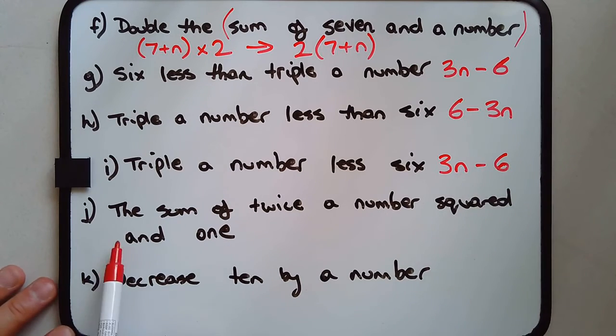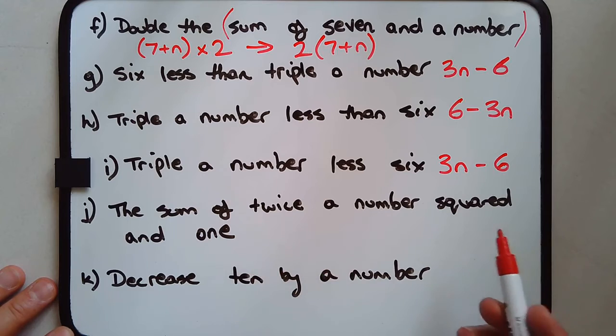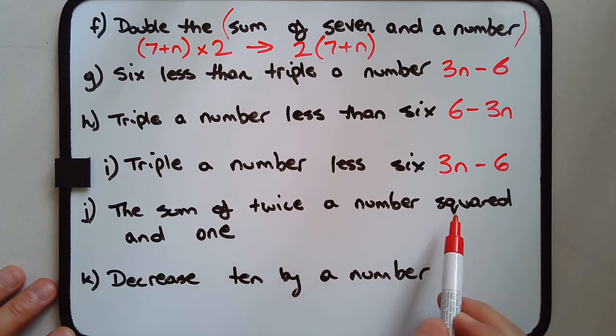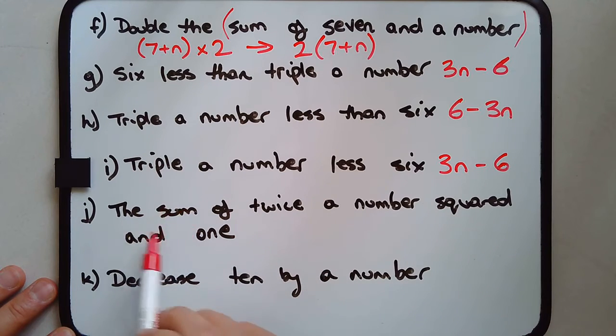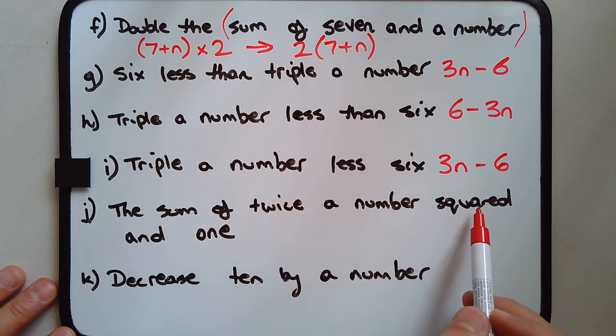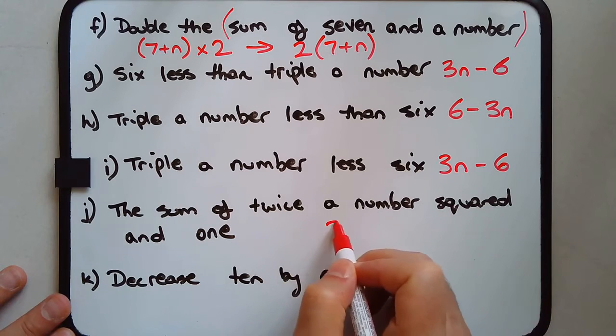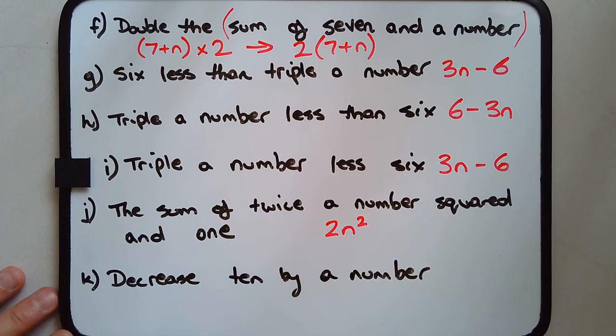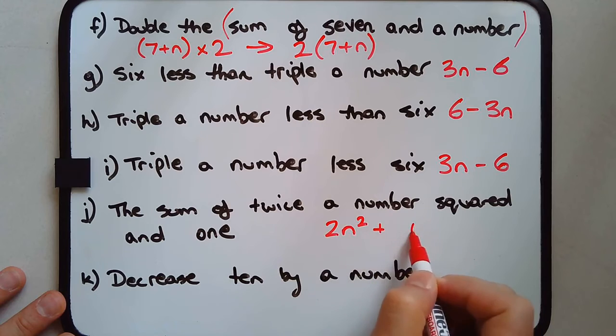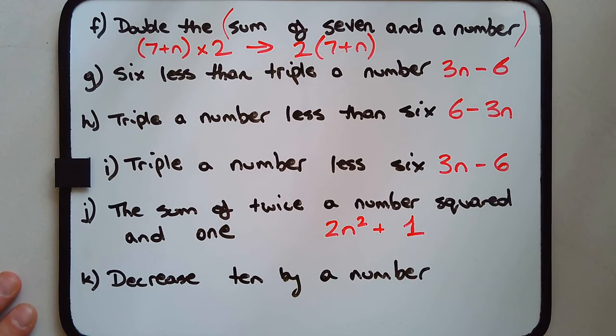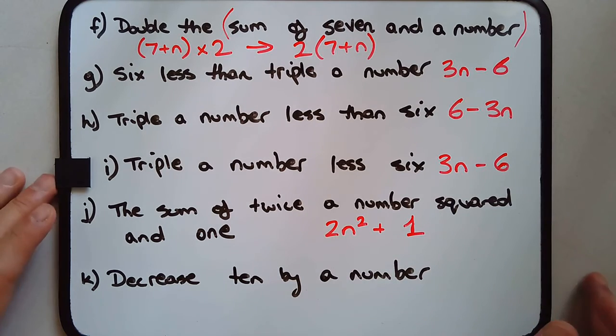Okay, two more. The sum of twice a number squared and 1. Twice a number squared, let's start off with that first. And the last thing we're going to do is sum. So twice a number squared is 2n squared. Then we're going to sum that with the number 1. So that's the same as 2n squared plus 1.